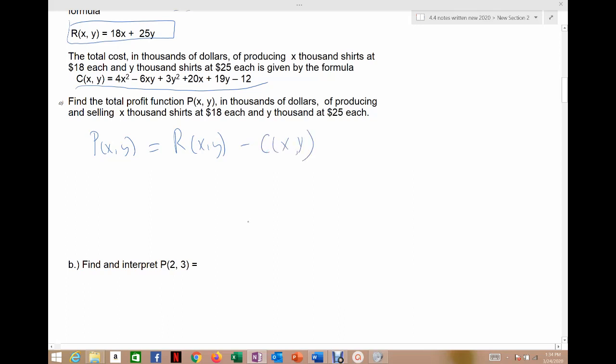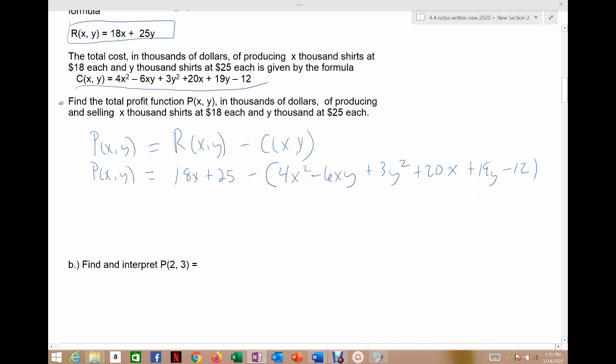Just like in the one variable case, it's just a little more complex because we got a little more going on. All right, so the revenue is 18x plus 25y minus the cost. Put parentheses, I have to distribute that negative. So the cost function is 4x squared minus 6xy plus 3y squared plus 20x plus 19y minus 12, and I gotta make sure I'm careful. This is where, if I'm going to lose a negative, I do.